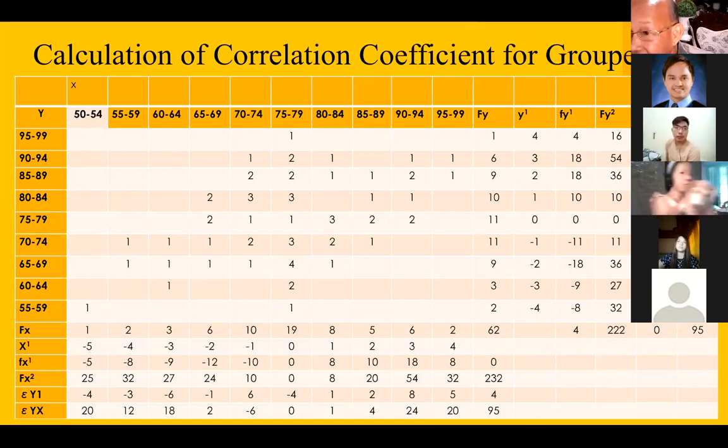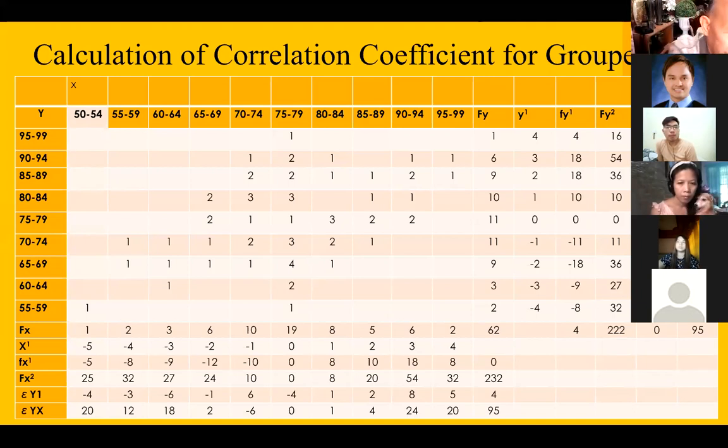Can you follow? Feedback, please. Can you follow? Yes. All right. Next, Fy prime. So just multiply. Get the product of the Fy and the Y prime. 1 times 4 is 4. 6 times 3 is 18, and so on. Then get the sum. Summation Fy prime is 4. Okay? Summation Fy prime is 4.